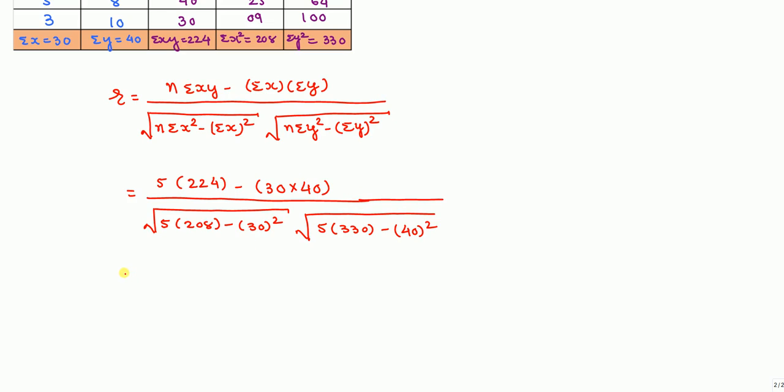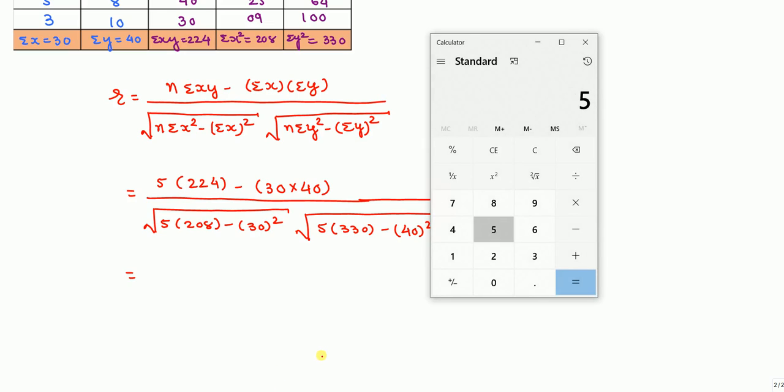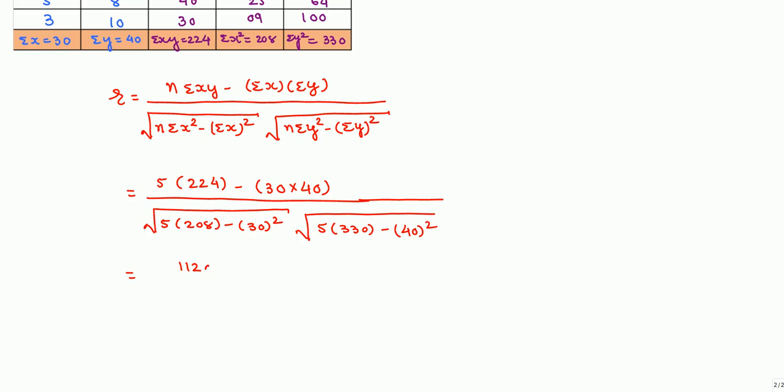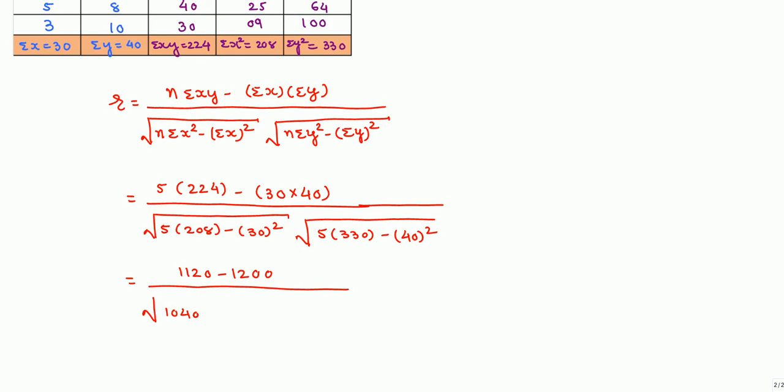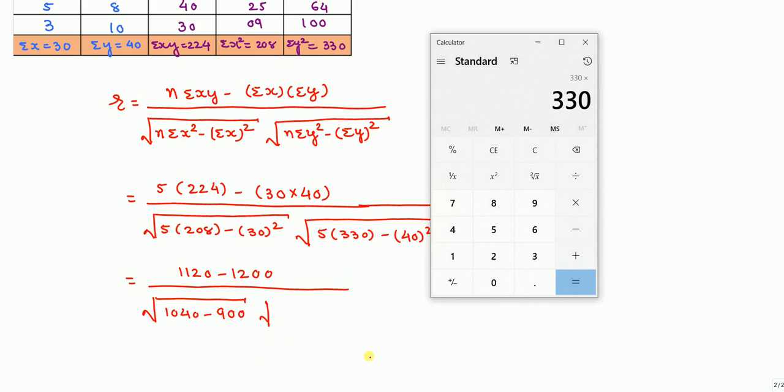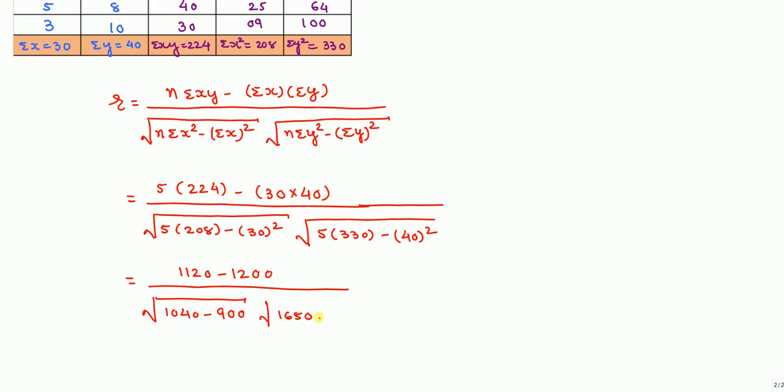Now simplify this. 5 into 224 equals 1120. 1120 minus 1200, upon under root of 208 into 5, 1040, minus 900, 30 square is 900, into another under root 330 into 5, it gives us 1650, minus 40 square, which is 1600.